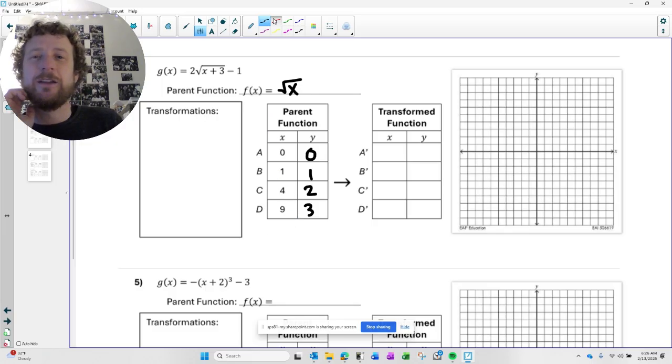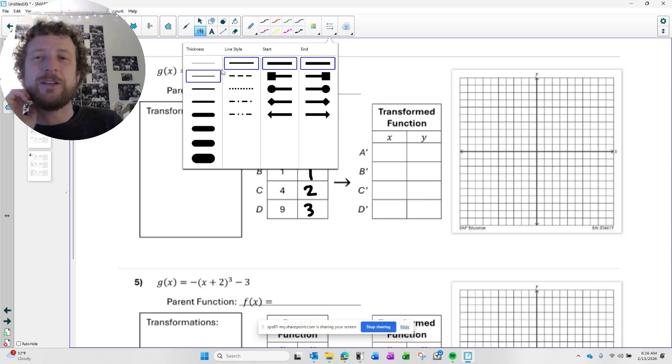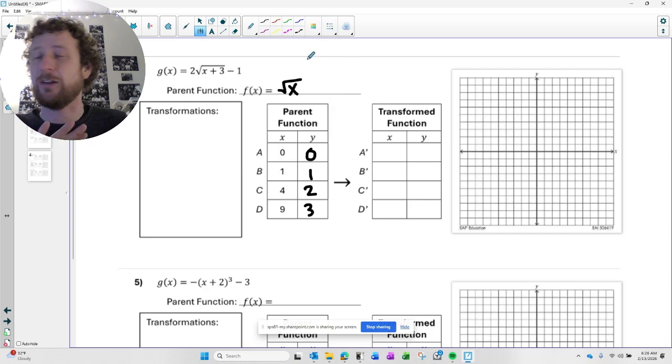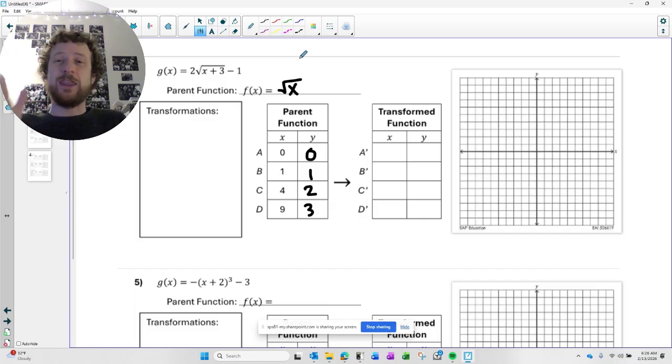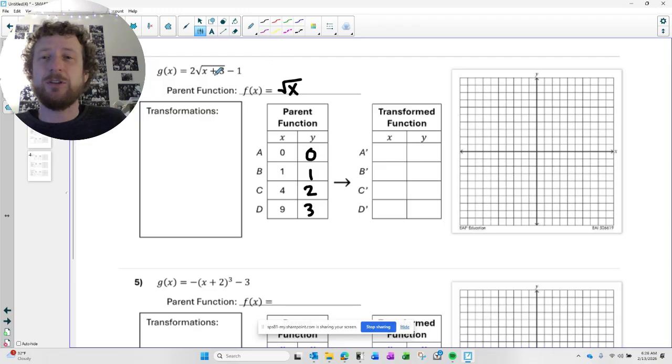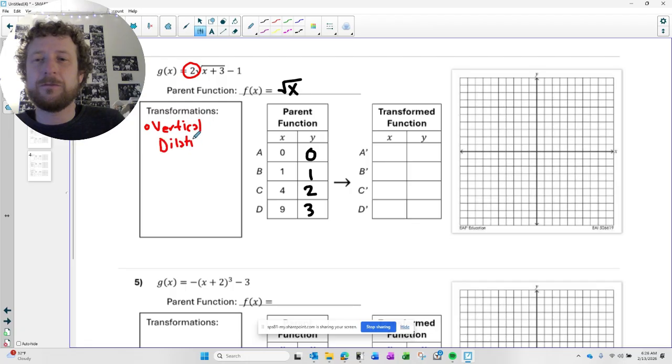Okay, next I'm going to just identify the transformations, and I'm going to really, really focus on color. I want to take my time in this part right here, because if I can do this part well, then the rest of it is really straightforward. So I'm looking, anything outside the function is a y transformation. That too is a vertical dilation. That right there is a vertical dilation times 2, or by a factor of 2.